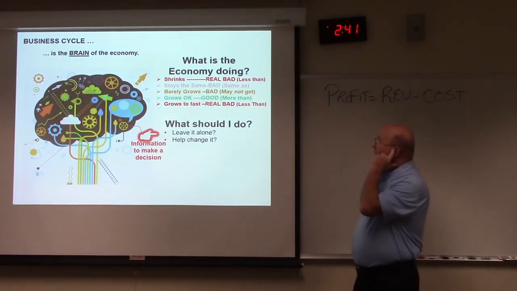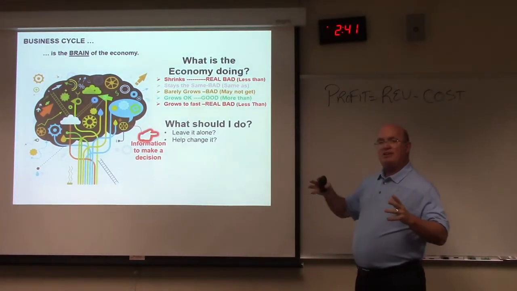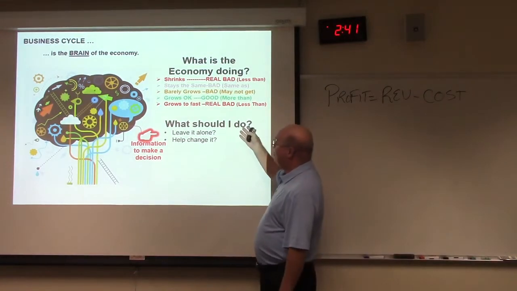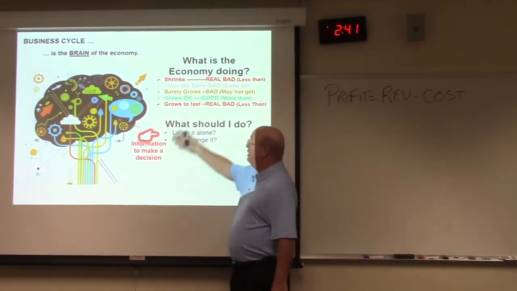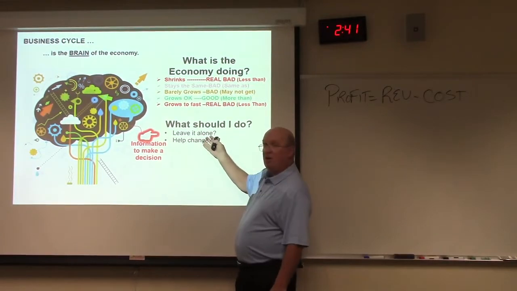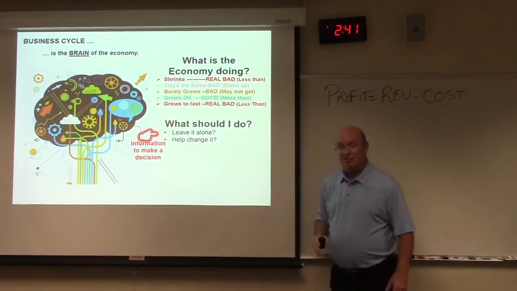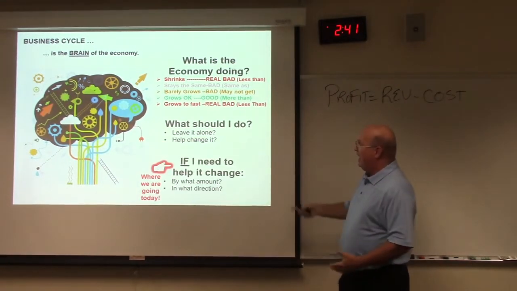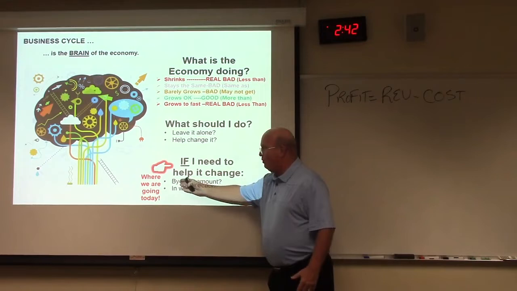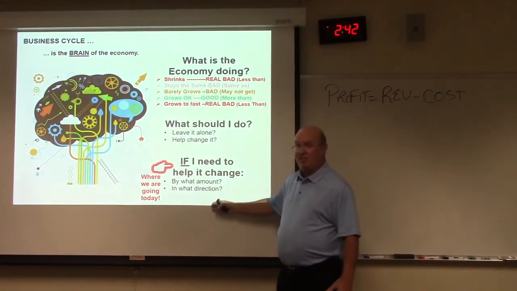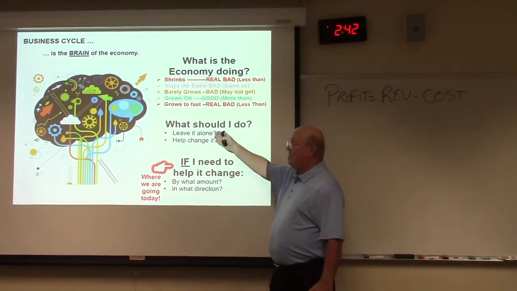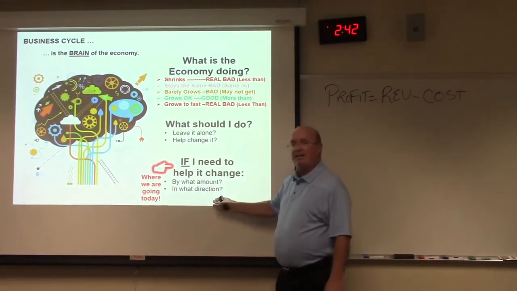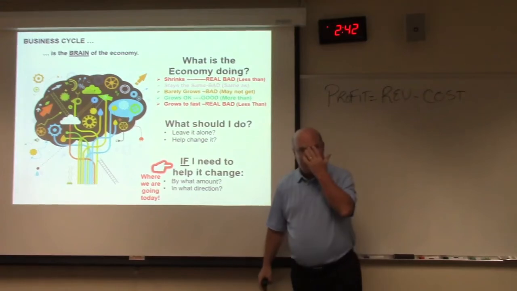The thing is the brain, or in other words, those folks in Washington, D.C., what should I do with this information? I'm getting this. Do I leave it alone? Do I help it change? That's where the business cycle starts coming into play. If I need to change it, by what amount and in what direction? So I can leave it alone and go on vacation, or I need to help it and I got to do this. This is where government involvement comes in again.